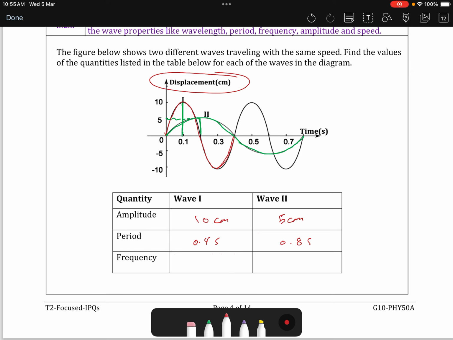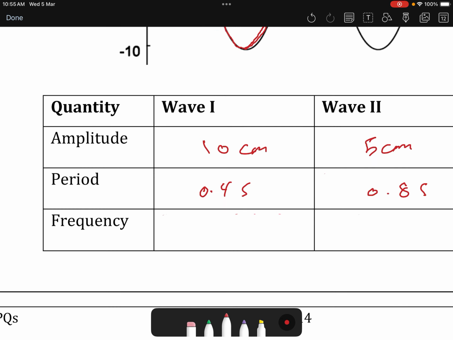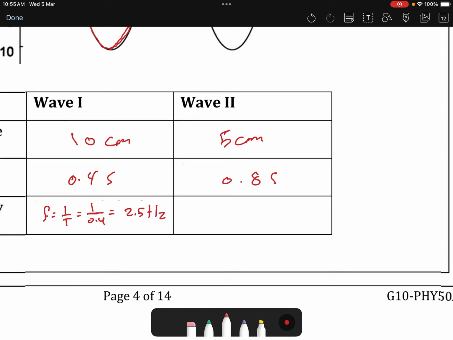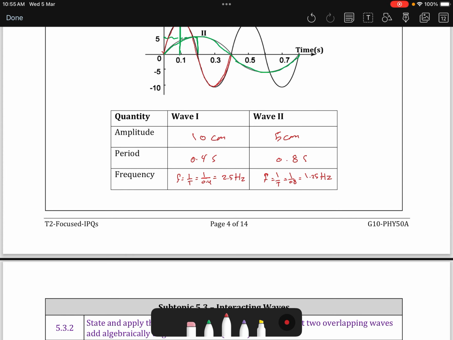Frequency. What is the frequency? We have the period. We know that frequency equals 1 over period. So frequency equals 1 over period, equals 1 over 0.4. So it is 2.5 hertz. Here it's the same. Frequency is 1 over period, 1 over 0.8. That's equal to 1.25 hertz. So it's that simple.